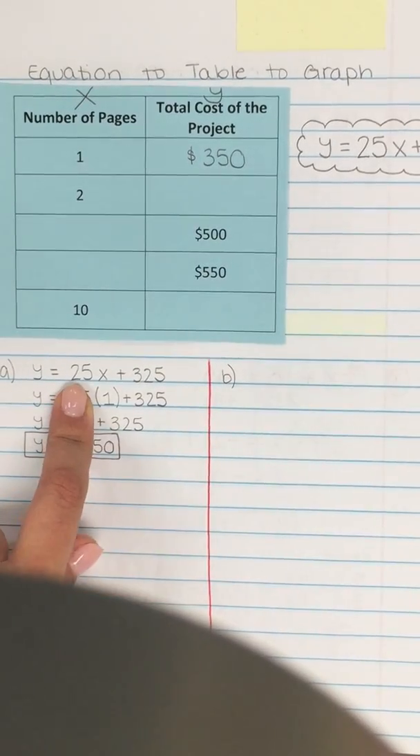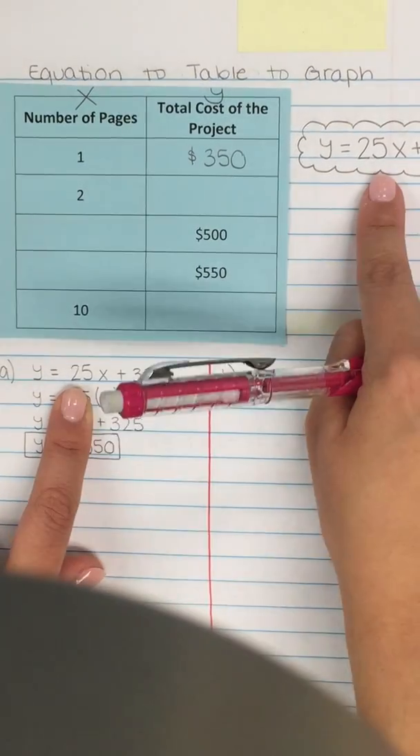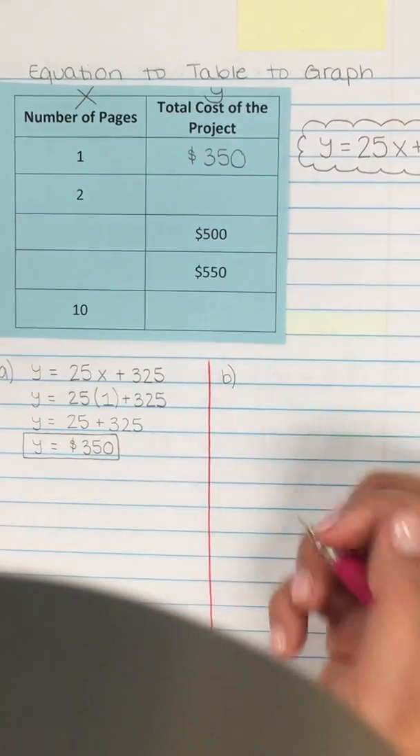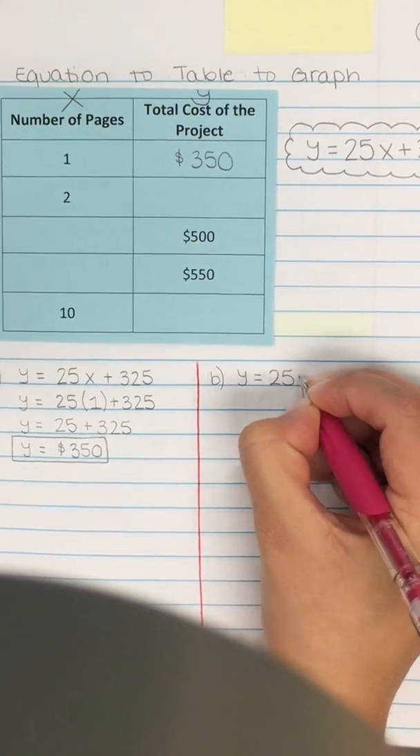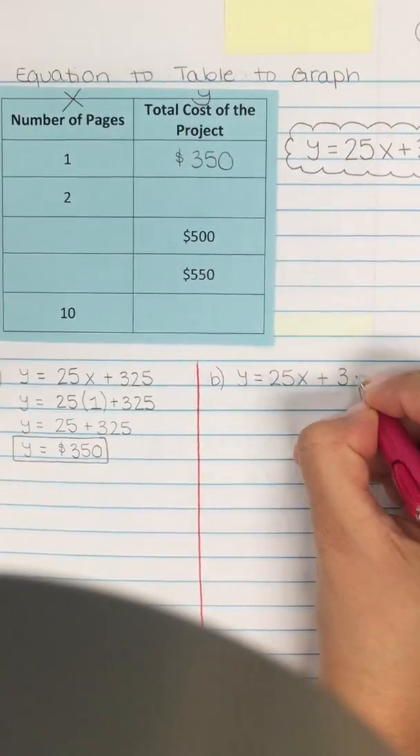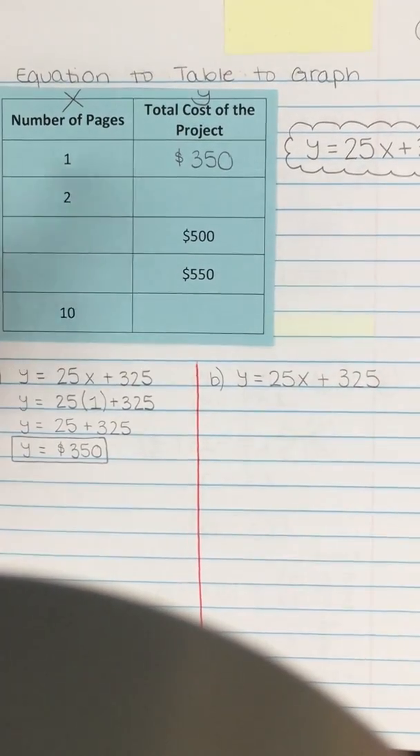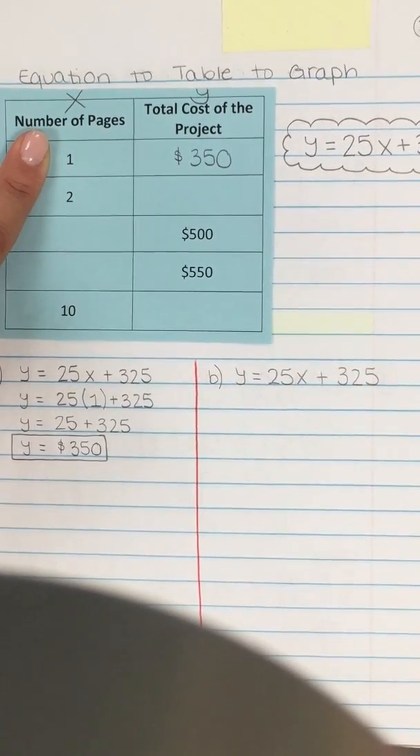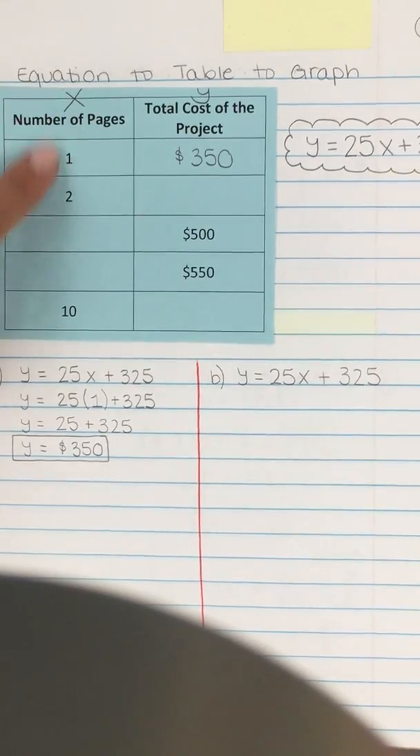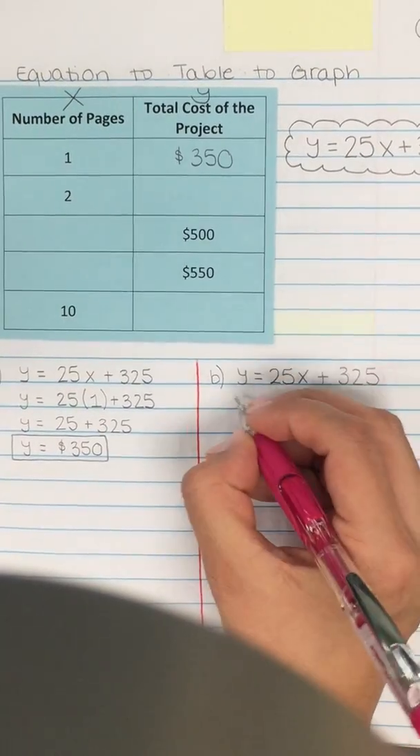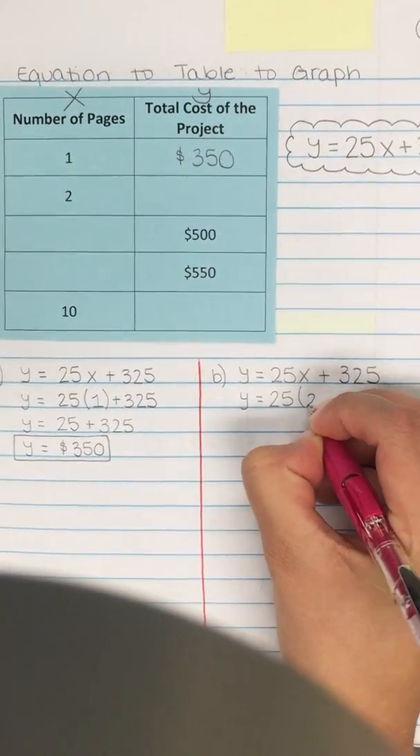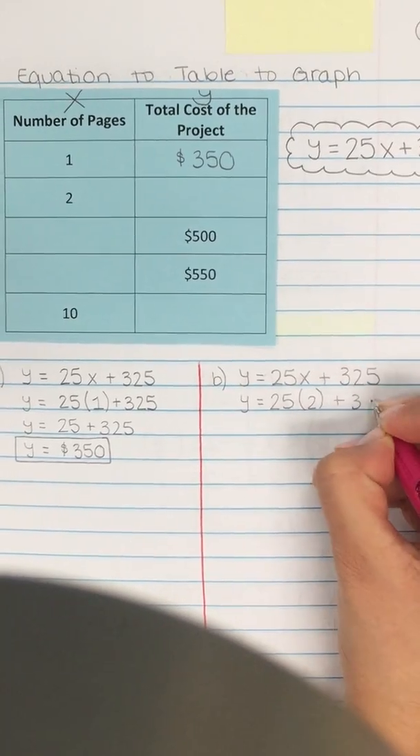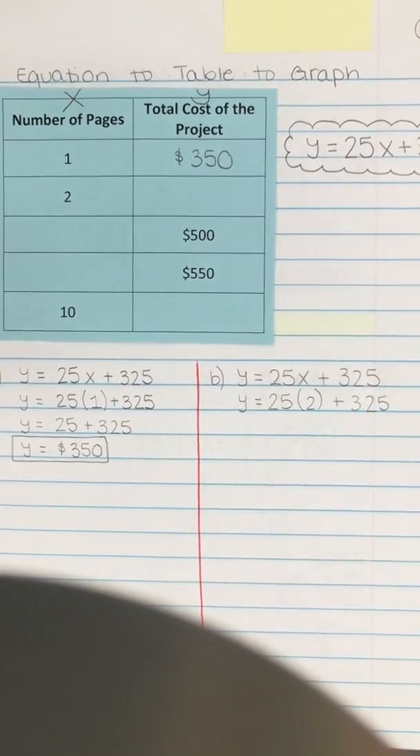Part B, again, remember every single time you start with the what? The equation, because the equation doesn't change. Y equals 25x plus 325. And again, we're substituting 2 for x or y? For x, because it's under the x, so it's an x value. Parentheses 2. I'll give you about 10 seconds to finish this problem.